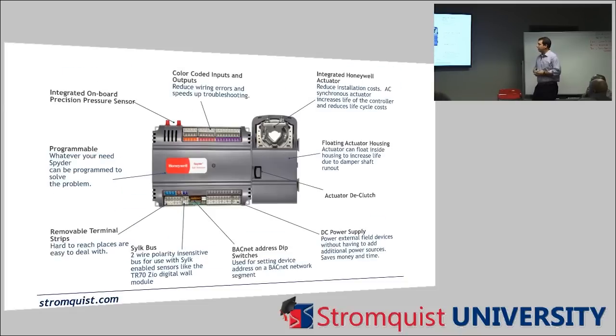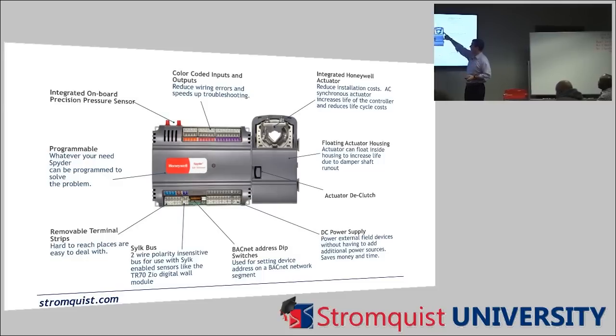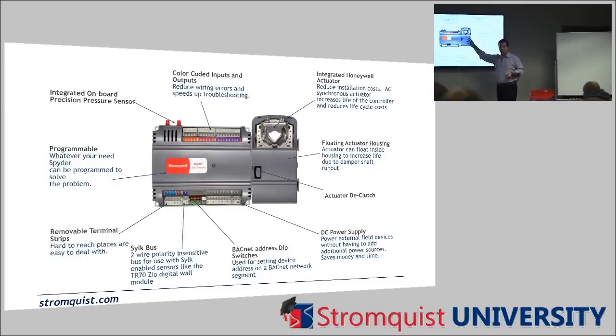All right, so this is that Honeywell Spider again that controls a VAV box. And I just want to point out a couple different things. We talked about how you've got the actuator already on board here. Color-coded inputs and outputs so you can easily tell which are digital, which are analog, and which are universal. You've got your pressure sensor up here. Remember what that looks like for a slide we're going to have here in a little bit. It's programmable, different than configurable. We'll talk about that in a minute.